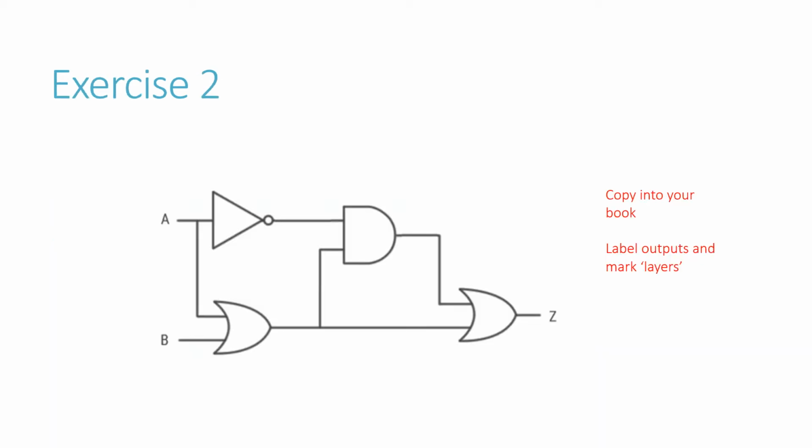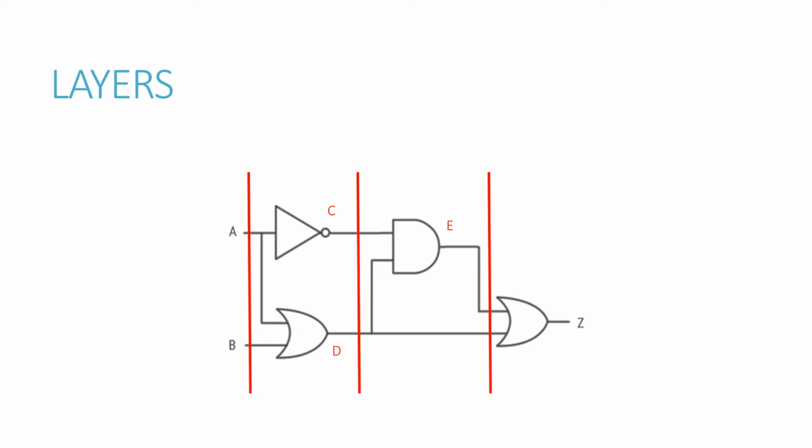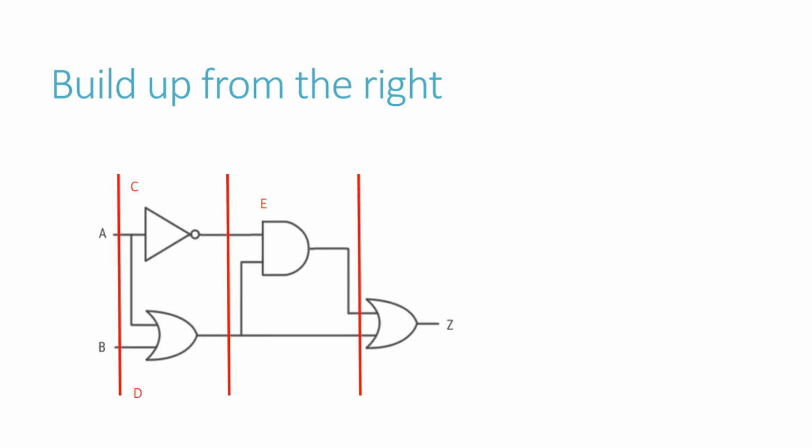So here's another exercise. Copy this circuit into your book or a piece of scrap paper and start working through this. See if you can do everything. I'm going to turn this into an expression and then I'm going to create a truth table. So see if you can do it. Label the gates, mark the layers. What are the operations at each stage? Build up from the right.